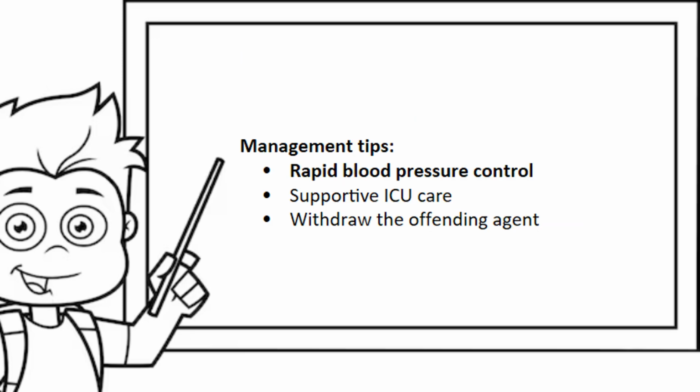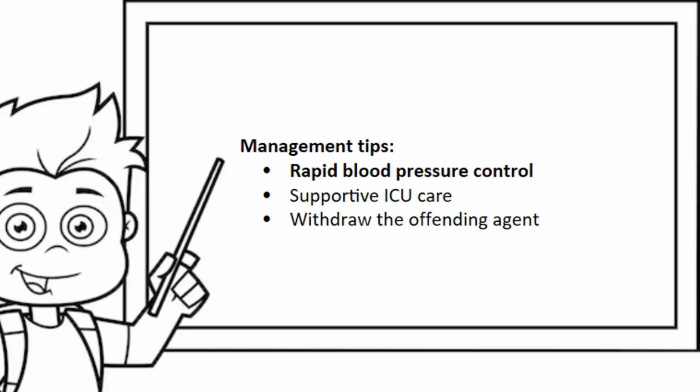How do we manage? One, rapid blood pressure control, although you have to avoid overcorrection. ICU support is very essential and you need to withdraw the offending agents. For example, if there's a chemo or an immunosuppressant, you need to stop that.